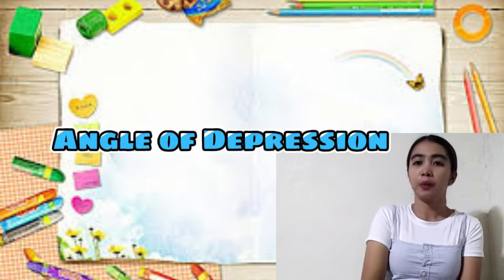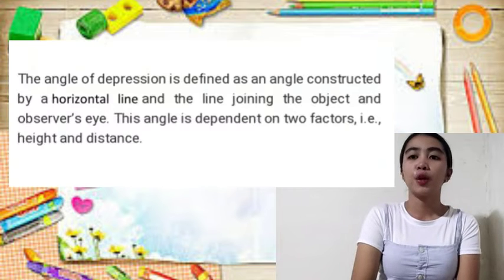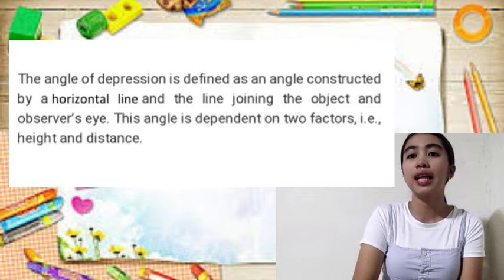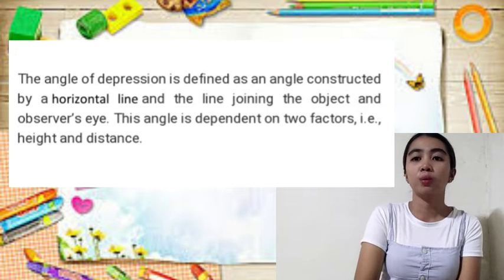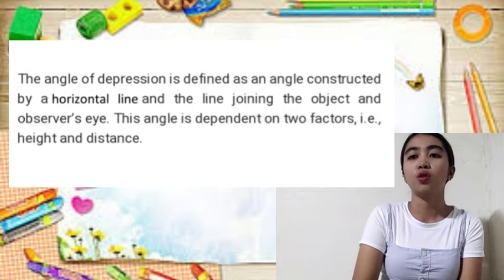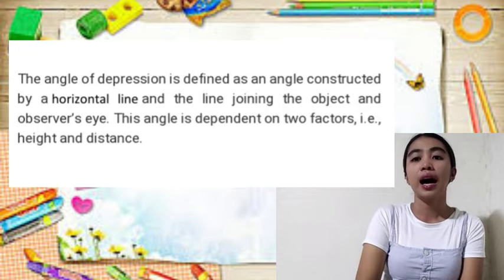Next is the angle of depression. The angle of depression is defined as an angle constructed by a horizontal line and the line joining the object and the observer's eye. This angle is dependent on two factors, for example, height and distance.